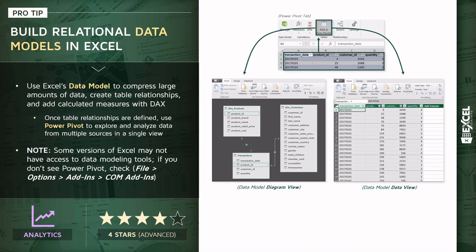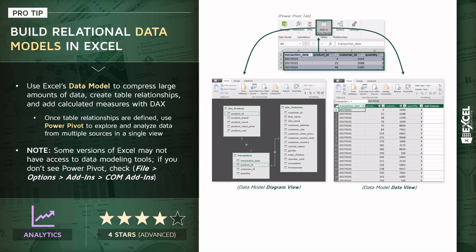On the right, we have our data view, which is a more traditional kind of tabular layout, but the beauty of the data model is that once these relationships are defined, once you've created what we call a relational data model, which for the purpose of this lecture, I'm defining as a group of related tables, then we can insert a pivot table to explore and analyze the data across all of these related sources in one single view. And that's why we call this a power pivot.